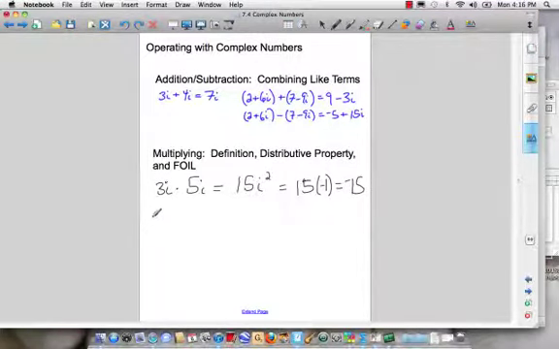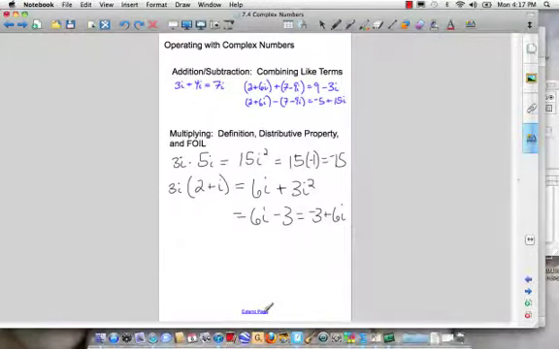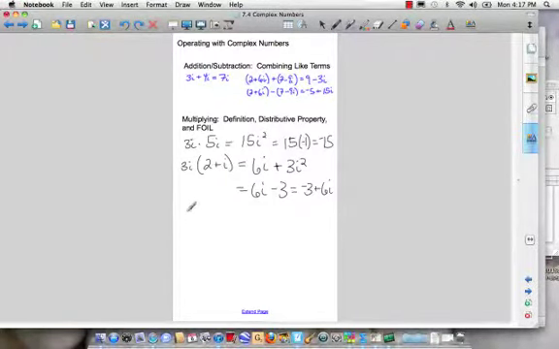Here's where the distributive property comes into play. Suppose you had 3i and you were multiplying it by 2 plus i. You'd distribute the 3i and you'd get 6i plus 3i squared. And then the 6i, I just rewrite. Since i squared is -1, that becomes -3. And then typically we like to write the number with the real part first, -3, and then the imaginary part at the end.